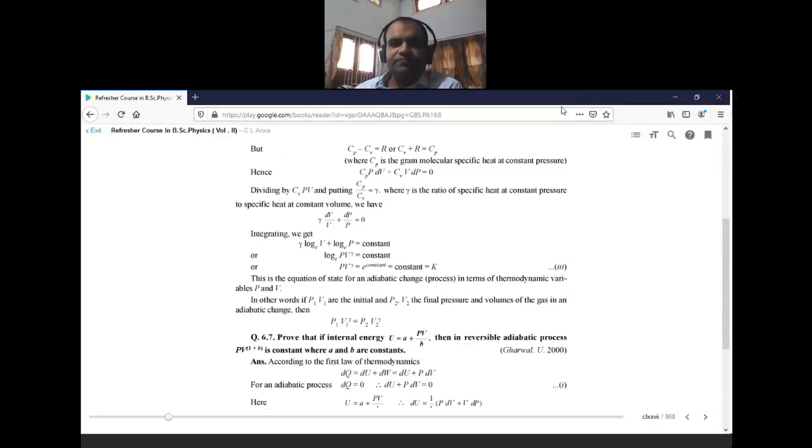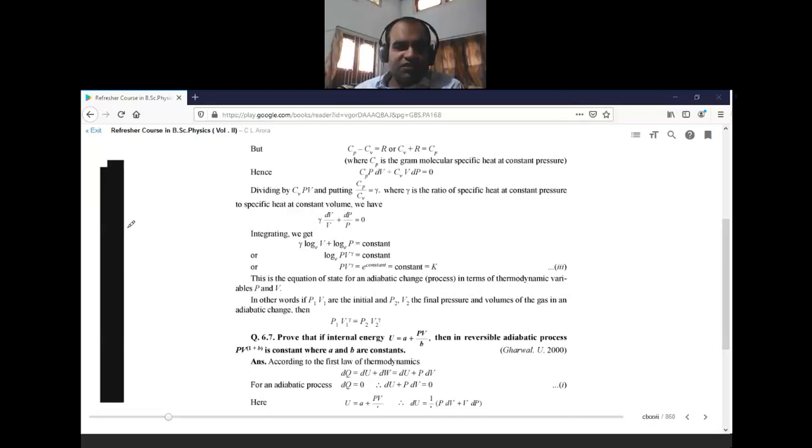Let me stop the annotation. In annotation, this pen size is very thick. How can I reduce the pen size?